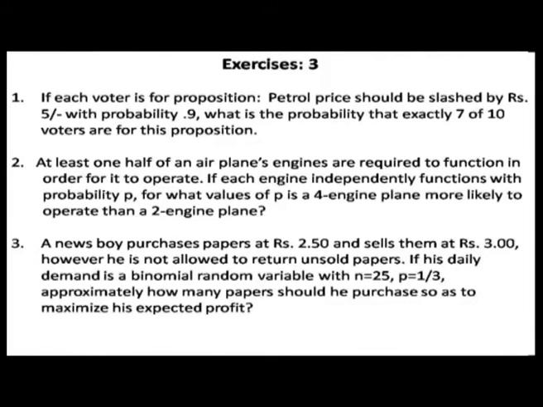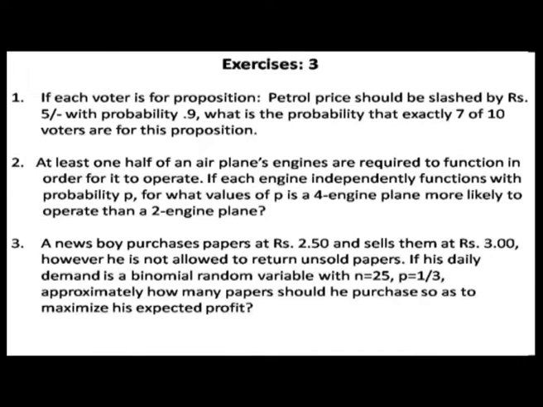Question 1 says that each voter is for the proposition that the petrol price should be slashed by ₹5. So the probability that a person will vote for this proposition is 0.9. What is the probability that exactly 7 of 10 voters are for this proposition? You should be able to guess what distribution you have to use here.